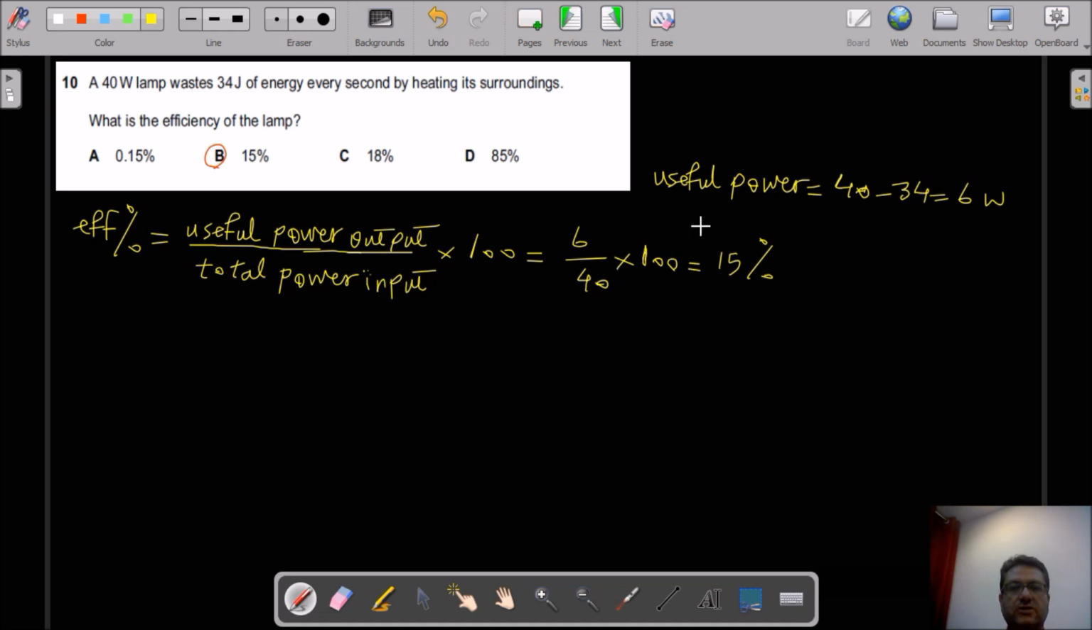First of all, useful power is total power minus wasted power, so 40 minus 34 is 6. Then 6 over 40 times 100 will be 15%. So efficiency is 15%.